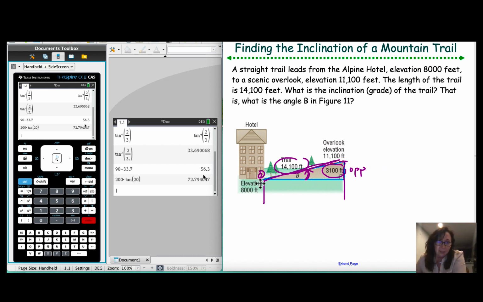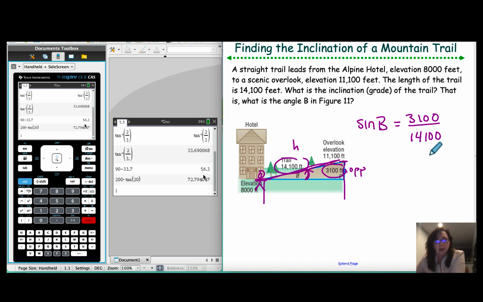Or, again, put yourself at the angle that you're trying to find. And you're going to say, let's see, opposite and hypotenuse. So the opposite side and the hypotenuse is sine. So we're going to say sine of angle B is equal to the opposite side, which is 3,100, divided by the hypotenuse, which is 14,100.